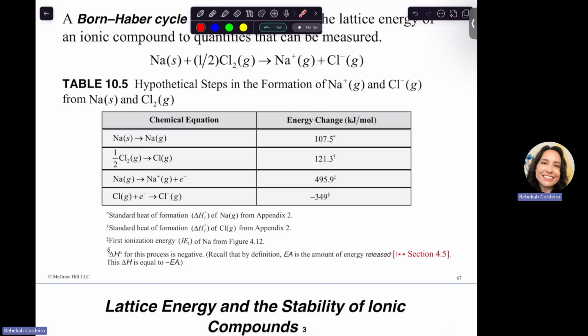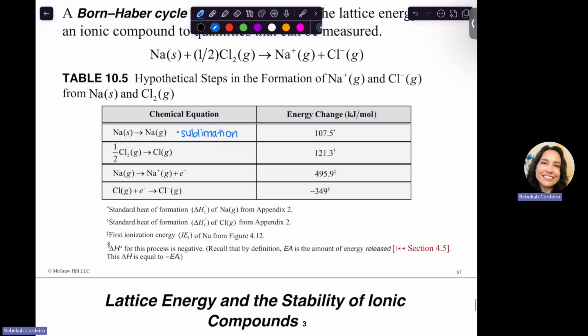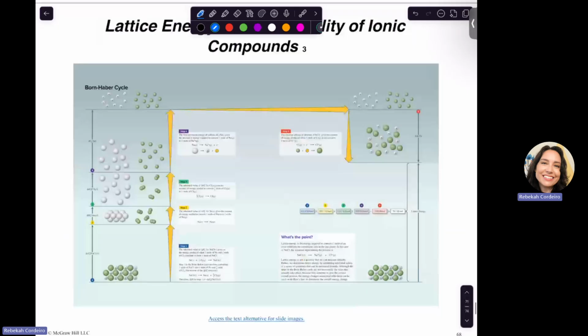So first we would have to take our sodium and turn it into gas, because we want to change the phase to gas. What do we call it when we take solid and turn it into gas? We call this sublimation. Let's see if they call it sublimation here.